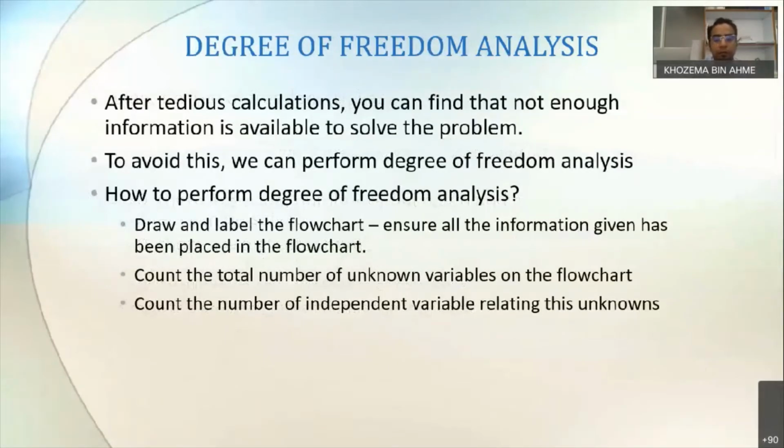We are talking about degree of freedom analysis. So what is a degree of freedom analysis? It is basically a step you do before you try to solve your question. So why do we need this step?